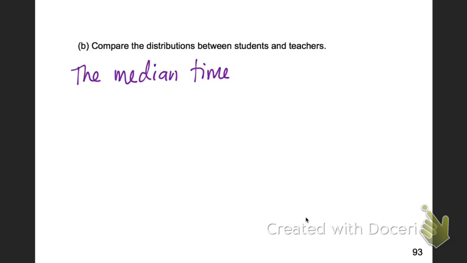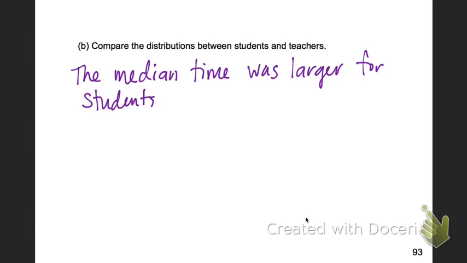Time, is that what we're measuring? Time was larger for students than teachers. And maybe the right word isn't larger, but maybe it's faster. So you could put faster too. In the context of the problem, we're talking about watches. So the watches were faster for students than teachers.